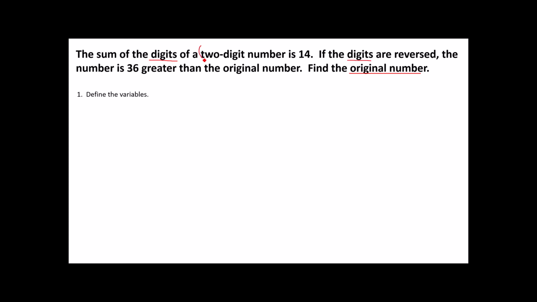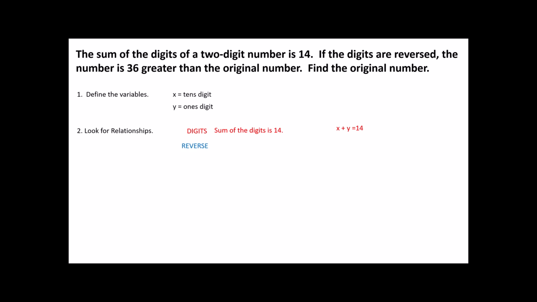Since we're dealing with a two-digit number, we're going to define the tens digit as an x and the ones digit as a y. Notice that's the same thing we did in the previous slide. And then we're going to start to look for which relationships are given to us. The first sentence is a digits sentence, and it says the sum of the digits is 14. If x and y are my digits, how would I express that? x plus y equals 14.